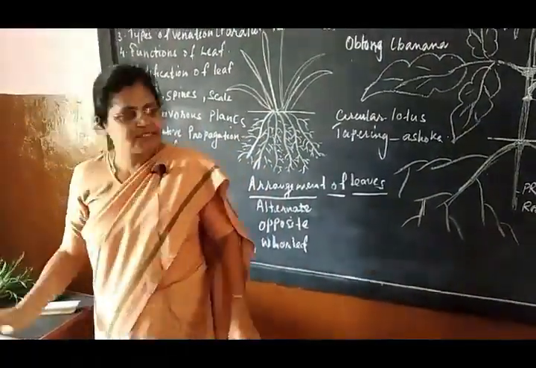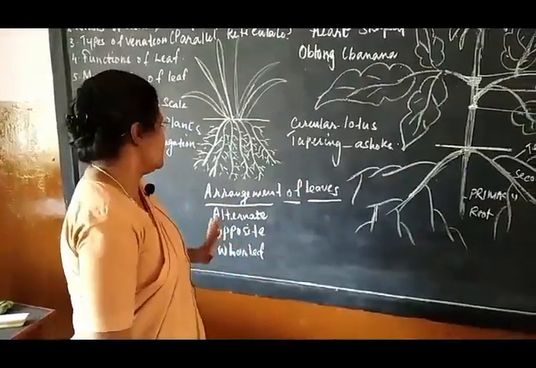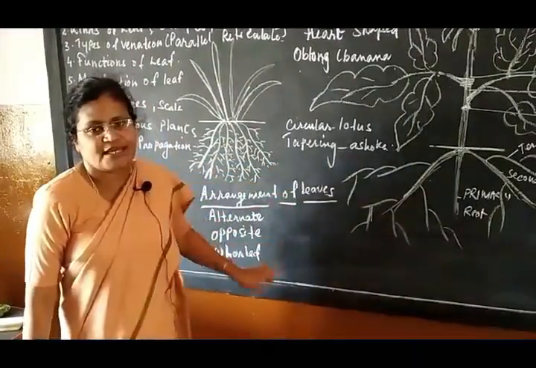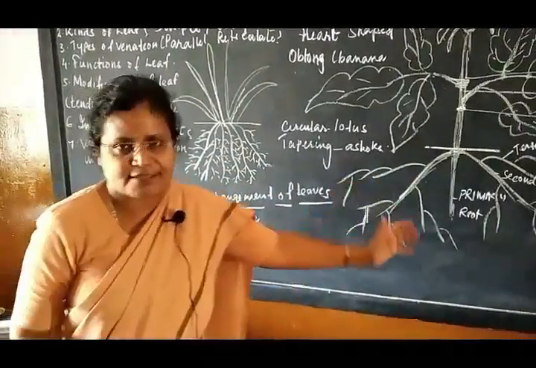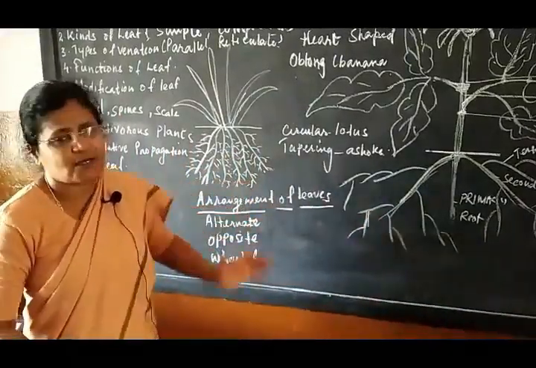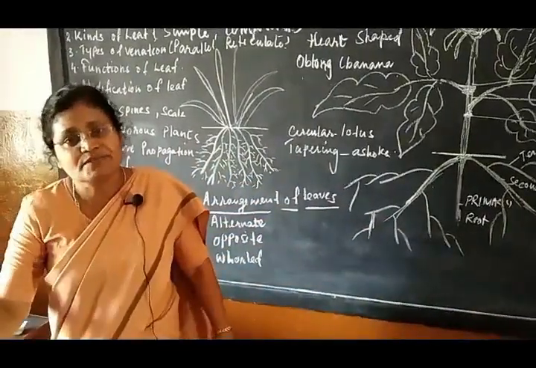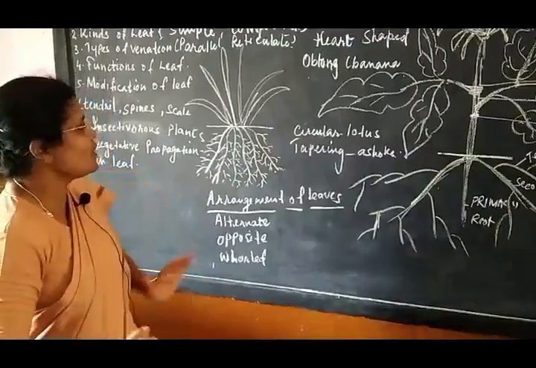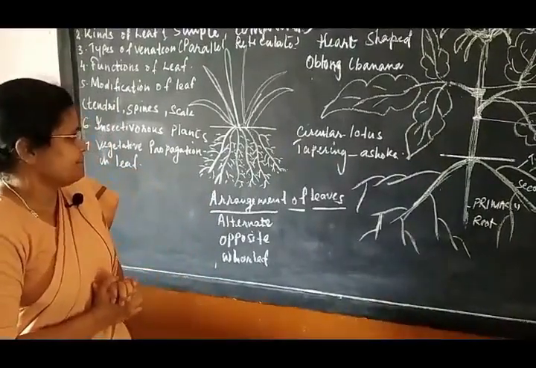But in both the cases you have millions of root hair. Both the taproot as well as the fibrous root have millions of root hair which absorb the water and minerals from the soil. Now that's about the root system.